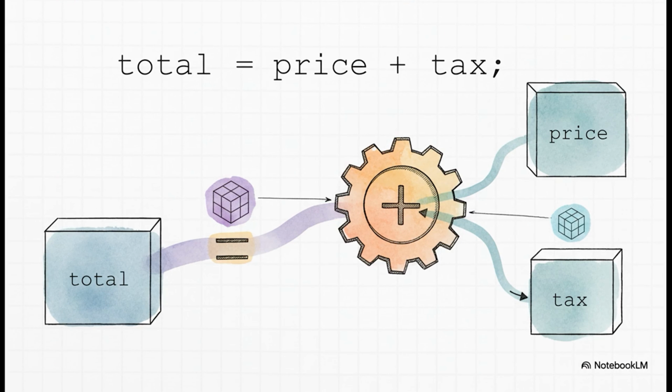And this is where it all comes together. Look at this line of code. This is the magic. The computer always looks at the right side of the equal sign first. It takes the value inside the price variable, adds it to the value inside the tax variable, and gets a brand new number. Then it uses that assignment operator, the equal sign, to store that new result in the variable called total. That is programming in a nutshell.